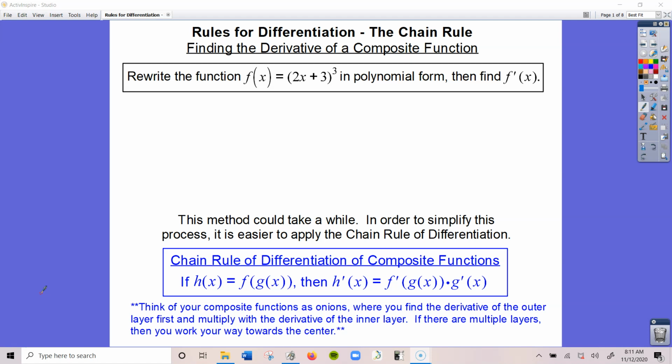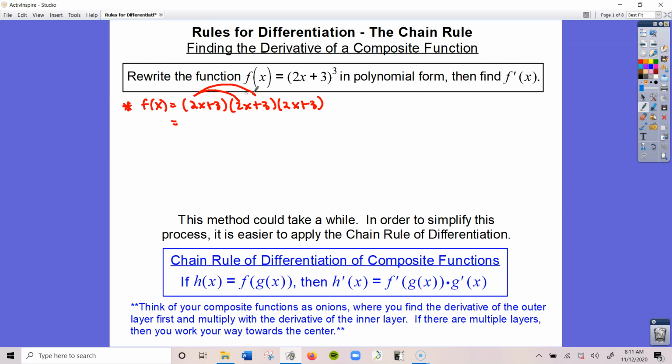First, in order to find this derivative, in the past we learned that we would have to multiply this all out so that we can get it in polynomial form and then find the derivative. So let's go ahead and start with that. f of x is equal to (2x + 3)(2x + 3)(2x + 3). Remember, when you are multiplying multiple terms, you can only multiply two at a time, and then you get that product and multiply it with the third. So I'm going to first multiply two of these.